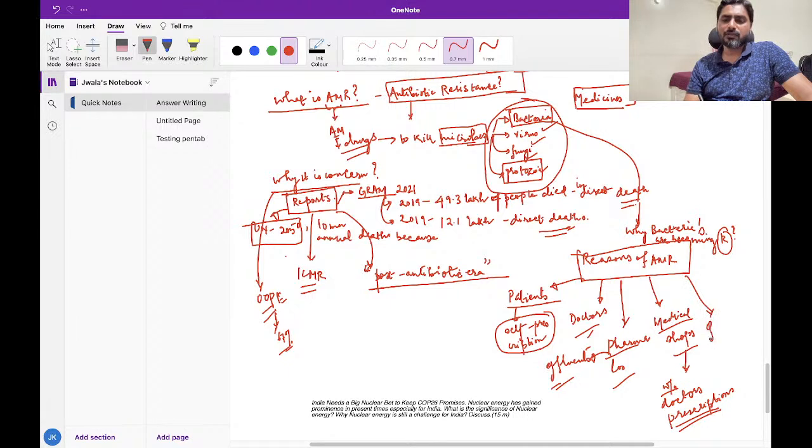In rural areas, you would have heard about quacks or the fake doctors. They often tend to use more antibiotics because they do not have proper knowledge of medicine. So that can also be a problem.